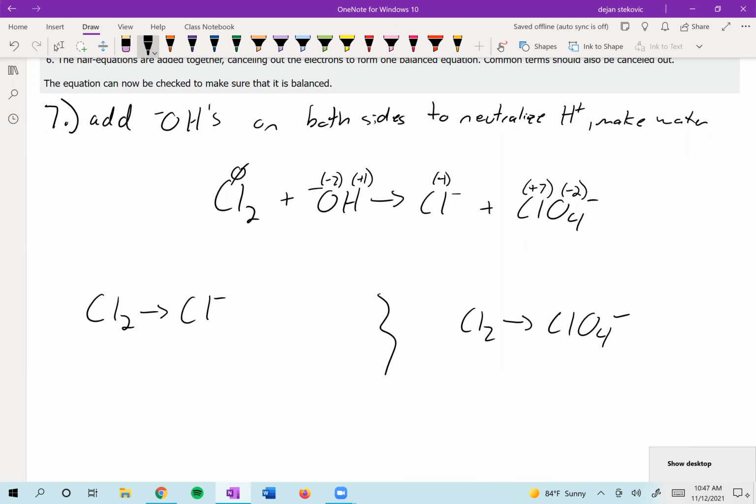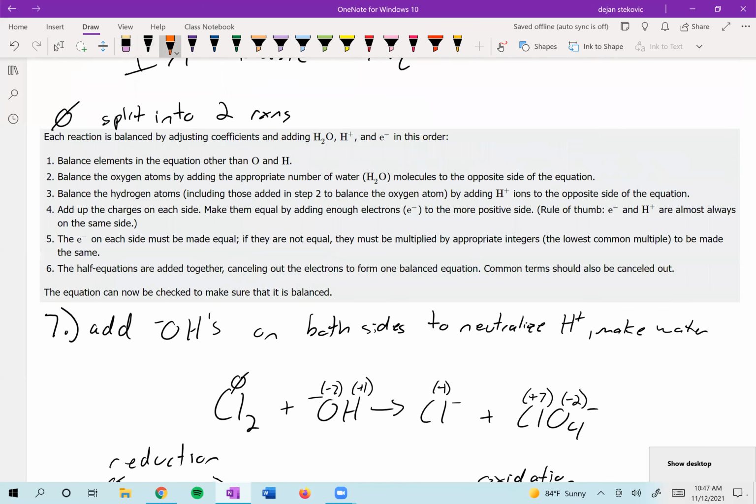And then on this side, we'll have Cl2 going to ClO4 minus. And then if we think about the change in the oxidation state, this one's going from 0 to -1. That's reduction. This one is going from 0 to +7. That's oxidation. You don't necessarily need to know which side is which, but it is definitely good to know. And then we just go through our steps, right?